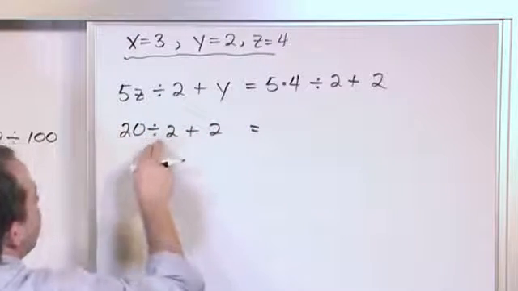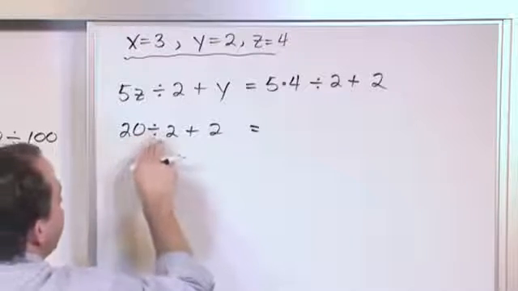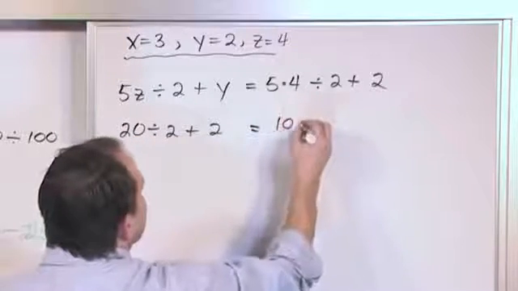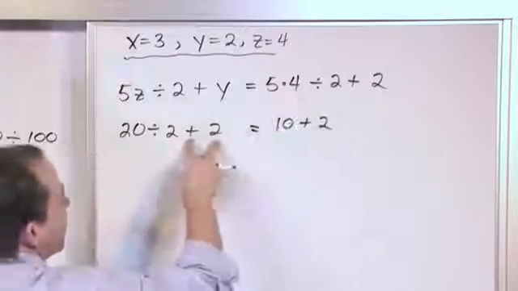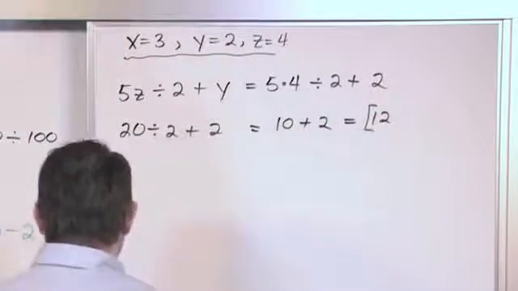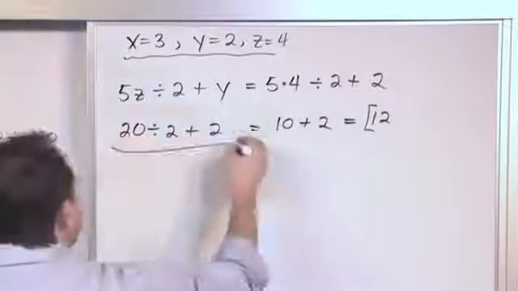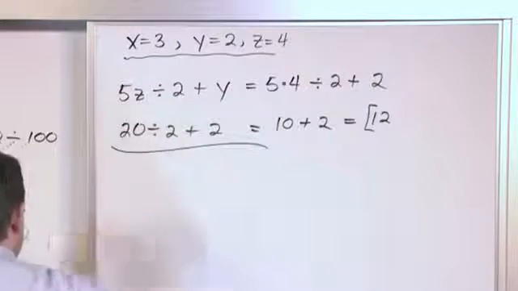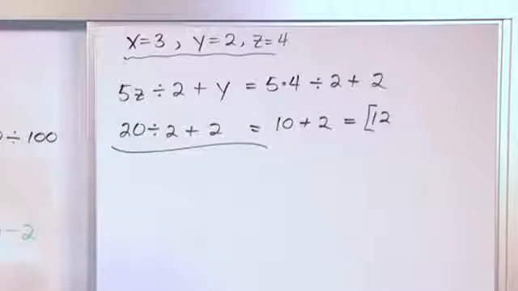Now, we again see we have division. That's going to take priority. 20 divided by 2 is 10. And this is just staying along for the ride. Now, this is the only thing left to do, so we get 12. 10 plus 2 is 12, and that's the answer. Looks really complicated, but you'll see that it's really not.